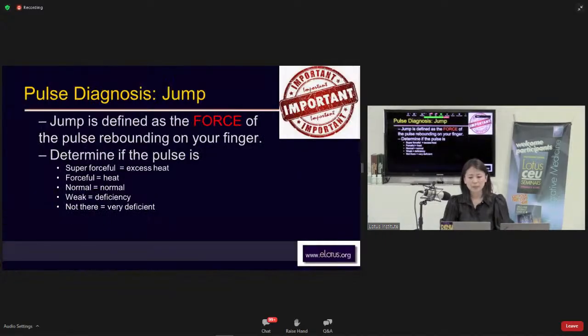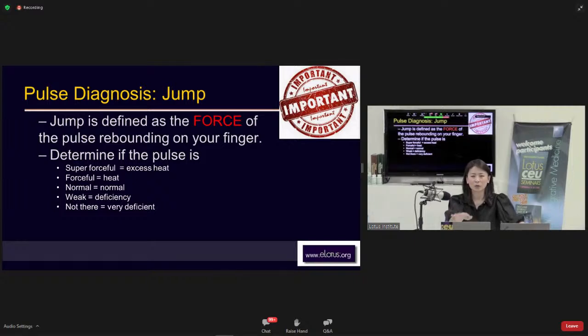Next. Here I further broke it down for you. The jump is defined as the force of the pulse rebounding on your finger. So you want to determine the following. If you have a super forceful pulse, then you have a lot of excess heat or you have fire. If it's just forceful, then it's heat. If it's normal, like all three positions feel pretty much the same, there's not one pulse that is higher than the other, and it looks pretty congruent with the patient, then that's pretty normal. It's not too strong, not too weak. And if it feels weak, there's deficiency. And if you don't feel anything there, then that patient is very deficient.